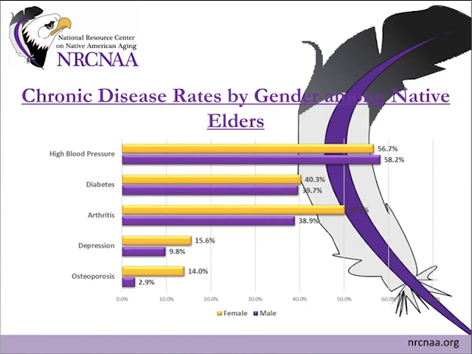So this also gives us some good information, maybe for programs to address osteoporosis for Native female elders. These are just simple graphs that I wanted to give you as an example of how we can set up that data so that you can put it in grant applications or other reports you may need it for.